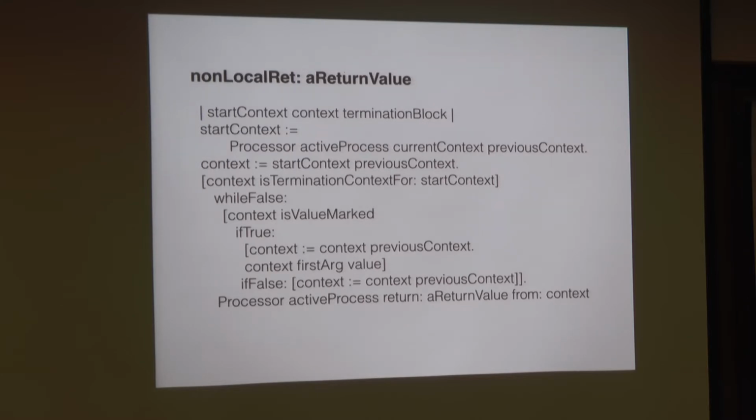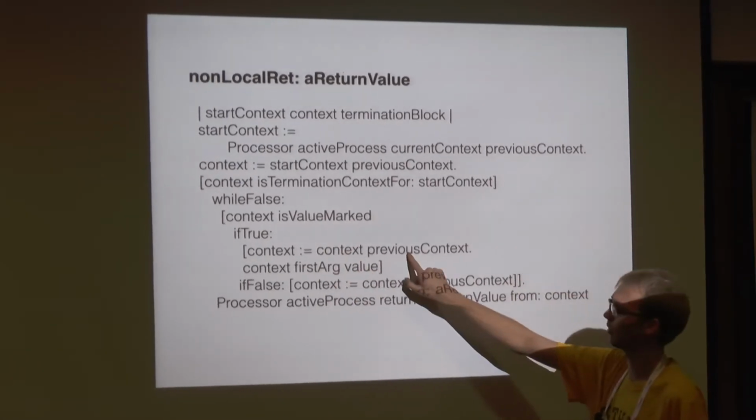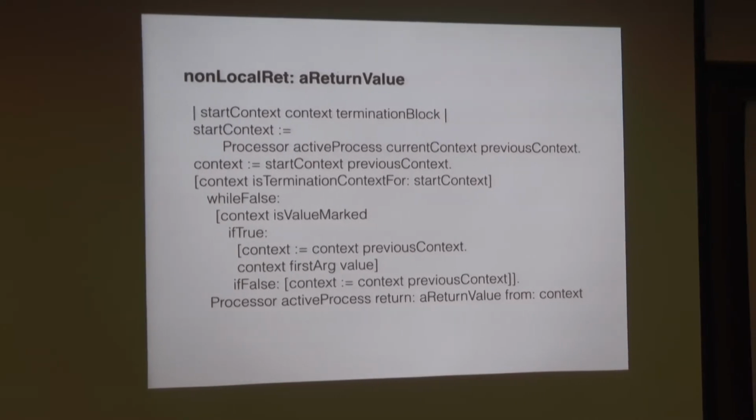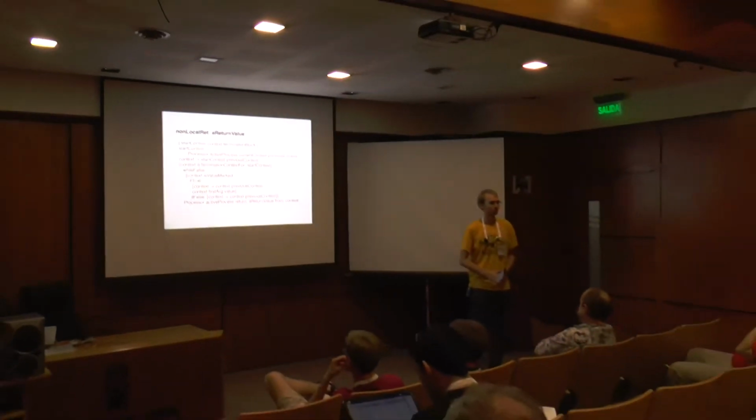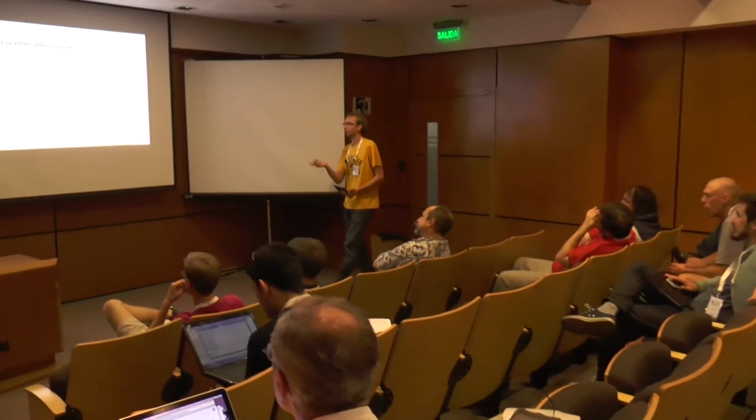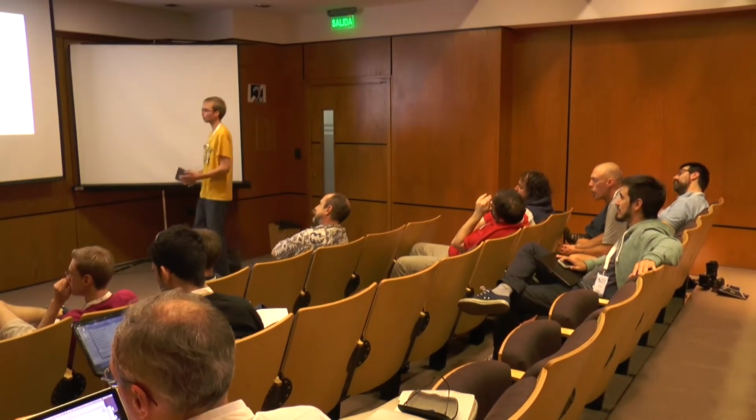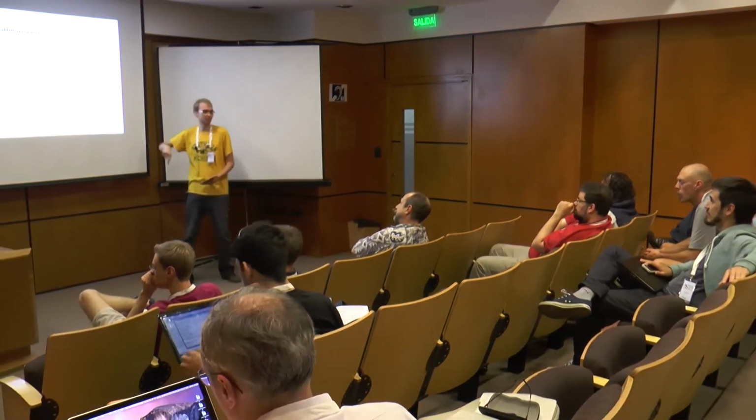Then we need to check if it's value marked. That's a primitive. We need to grab the first argument if we do find an ensure or a curtailed frame. So if we're in a context that's value marked, we need to grab the previous context and evaluate the first argument, which will be the argument to ensure: or ifCurtailed:, so it'll be the block that was that argument. If it's not the case, let's just continue. Once we do find the termination context, we'll return the value to this context, from this context, sorry.